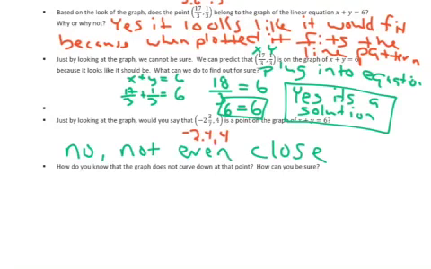How do you know that the graph does not curve down at that point? How can you be sure? Well, remember, just like before, I said the only way to be super sure is to plug into the equation.